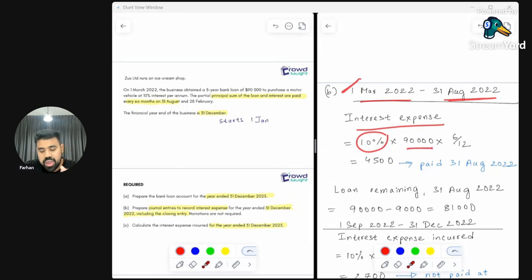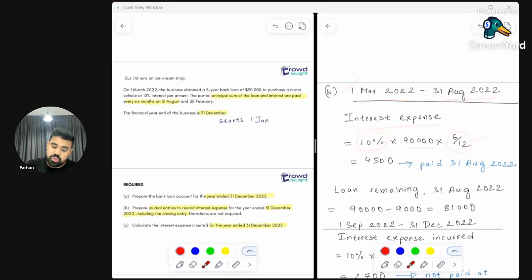And because we're calculating the interest expense for 6 months, I will be multiplying 6 over 12, which basically apportions this 10%, which is the annual rate, into a 6-month rate. Because when I do 6 over 12, it's basically saying that it's 6 months out of 12 months in a given financial year. And because the 10% in itself is an annualized rate, we're converting the whole amount, okay?